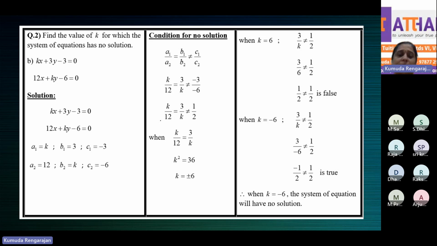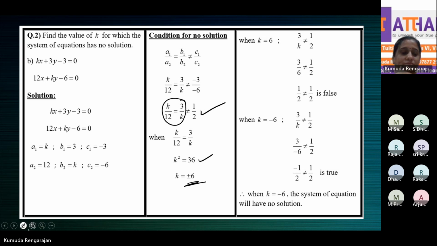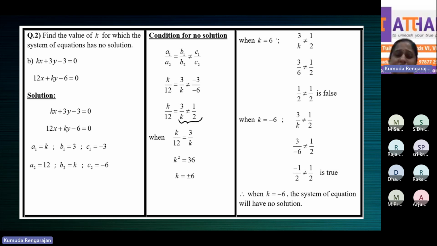Here I've checked, see, substituted. After substituting, when you work this out, k square is equal to 36. k is equal to plus or minus 6, correct? Now we're just trying to check with this one. Okay, when k is equal to 6.